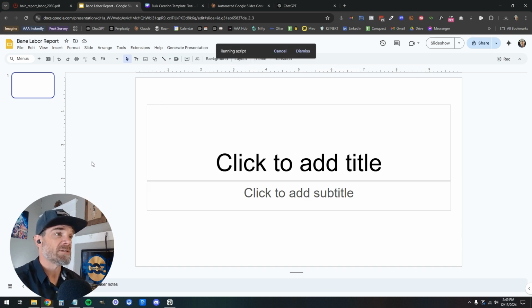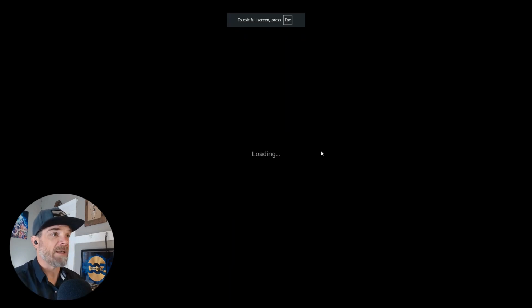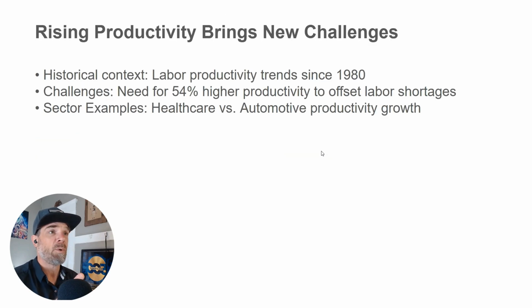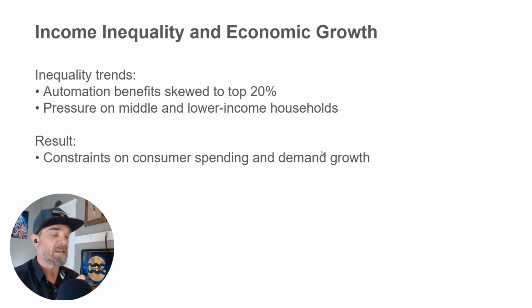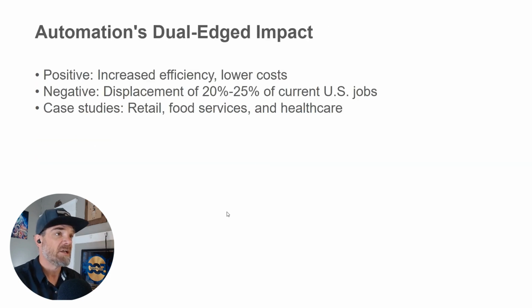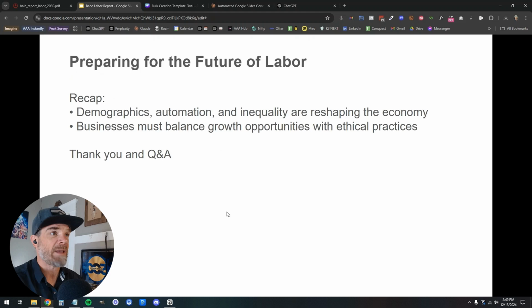I'll click on this custom button. And bam, there are my slides. So if I click on slideshow, you can see that this has all been information pulled in from that Bain labor report, and it has summarized it for me inside of 15 slides. And I told it, hey, make sure you include the $8 trillion automation boom as one of the key slides. So these are all the slides for you right here. Awesome. Let's escape out of that.